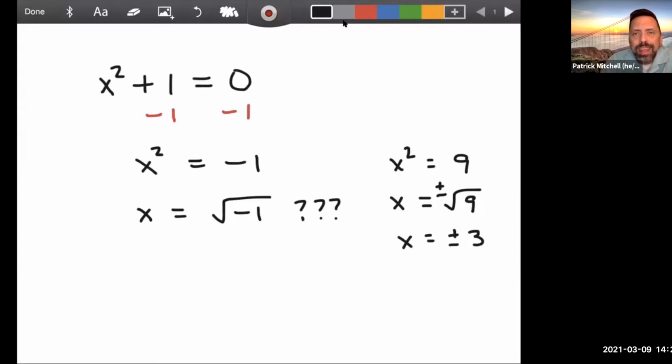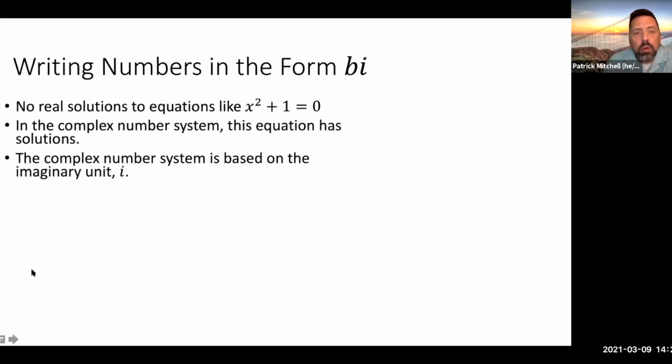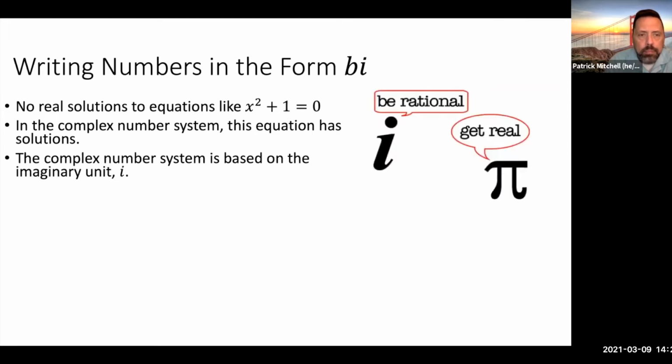All right. So let me tell you about that. I'm going to switch back to the presentation. Okay, so in what's called the complex number system, this equation, x squared plus 1 equals 0, has solutions. And the complex number system is based on what's called the imaginary unit, which is written i.